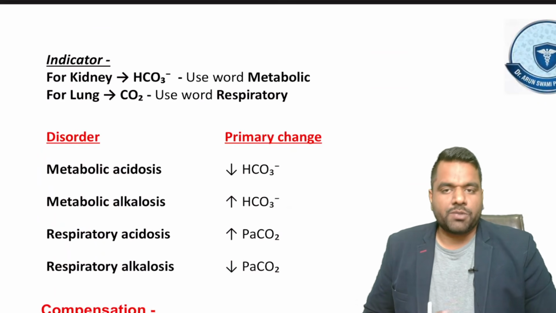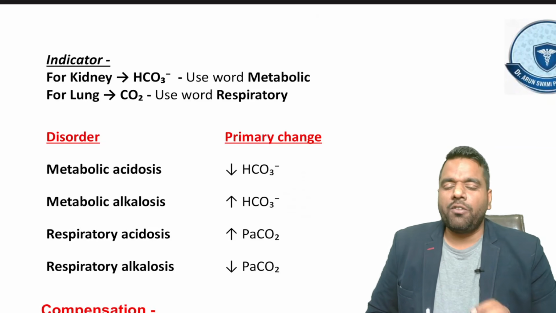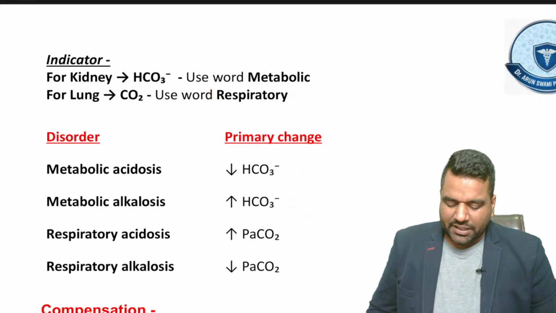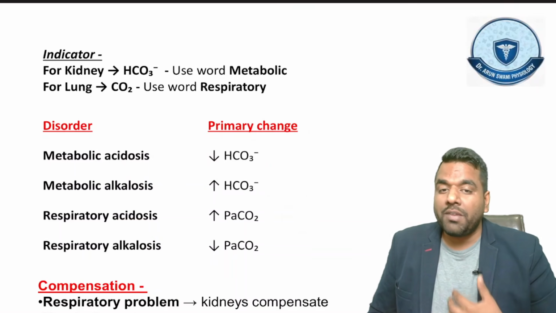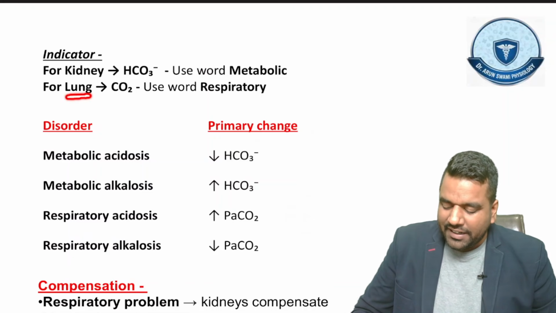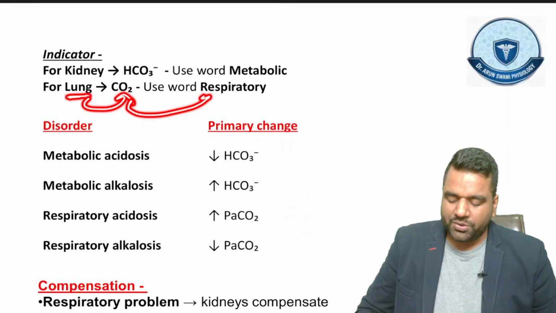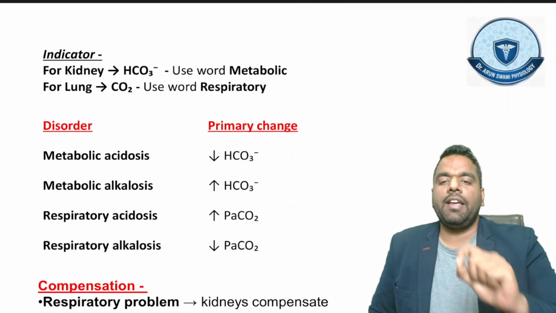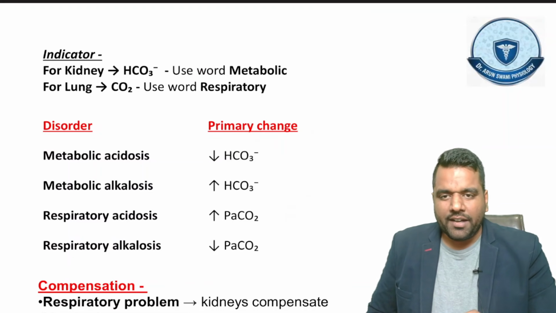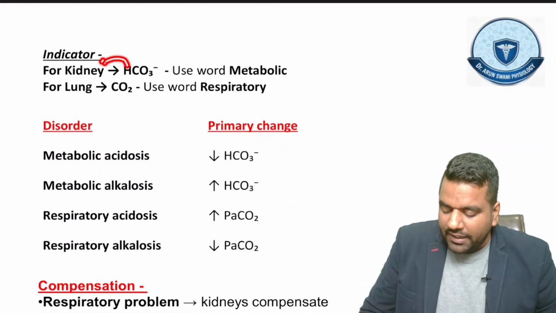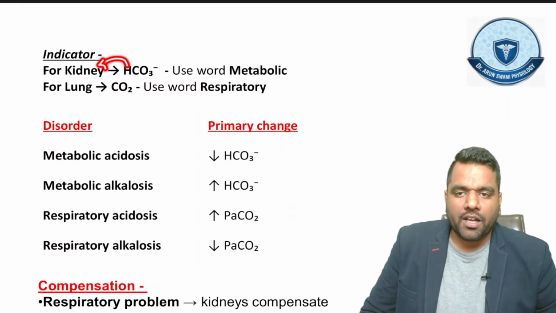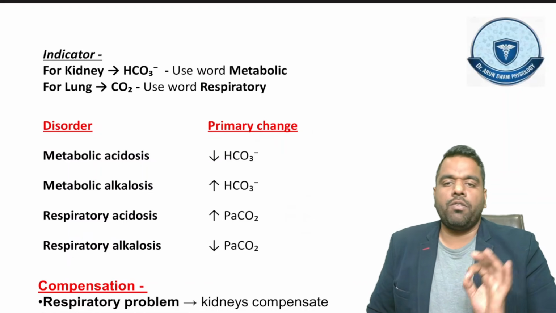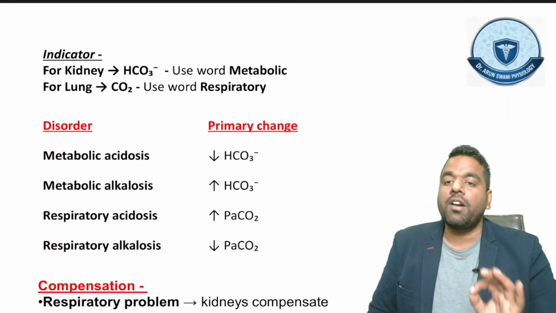After that, if you understood this part, please pay attention. Now the confusion comes between the metabolic and the respiratory part. As we know, CO2 can always be washed out from the lungs. So the lungs are the indicator for CO2, and for CO2 we always use the word respiratory. But bicarbonate is always excreted via the kidney, so for bicarbonate we always use the word metabolic. So for CO2 we use the word respiratory, and for bicarbonate we use the word metabolic.